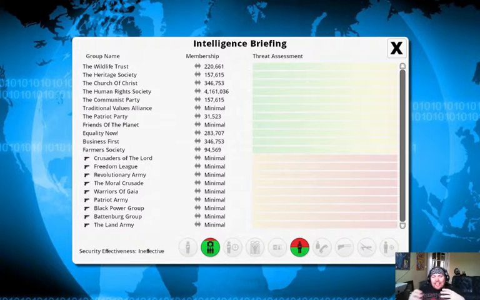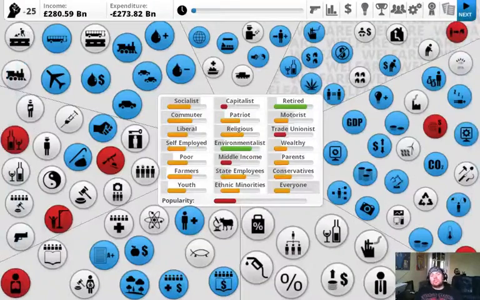Now, being an innate socialist at heart and trying to solve the problems of equality, normally the Battenberg group does not like me. They represent the capitalists, and they are normally the ones who would try to kill me.